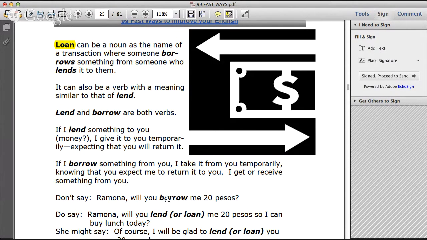lend and borrow. Okay, these are tricky. This is what I hear most of the time. Okay, Ramona, will you borrow me 20 pesos? In this situation, we do not say borrow me. The problem is that in most of your schools, or most of your English classes, this is the only word that is taught to you.